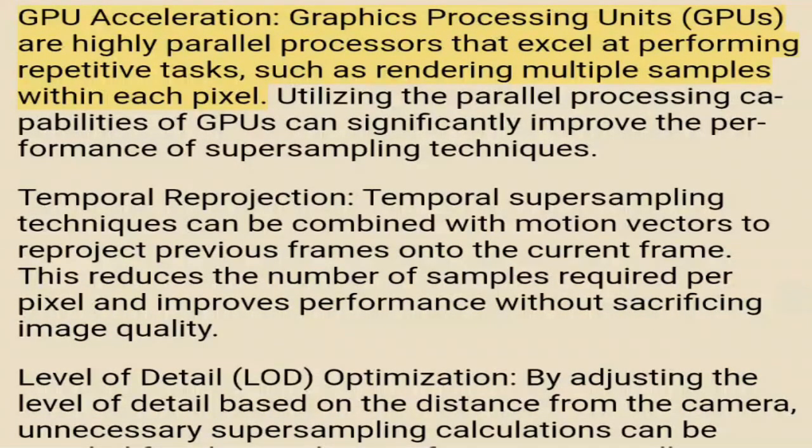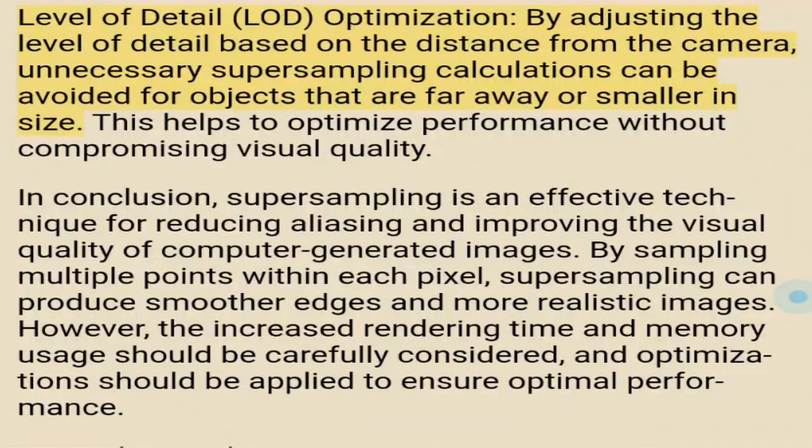GPU acceleration. Graphics processing units (GPUs) are highly parallel processors that excel at performing repetitive tasks, such as rendering multiple samples within each pixel. Utilizing the parallel processing capabilities of GPUs can significantly improve the performance of supersampling techniques. Temporal reprojection. Temporal supersampling techniques can be combined with motion vectors to reproject previous frames onto the current frame. This reduces the number of samples required per pixel and improves performance without sacrificing image quality. Level of detail (LOD) optimization. By adjusting the level of detail based on the distance from the camera, unnecessary supersampling calculations can be avoided for objects that are far away or smaller in size.